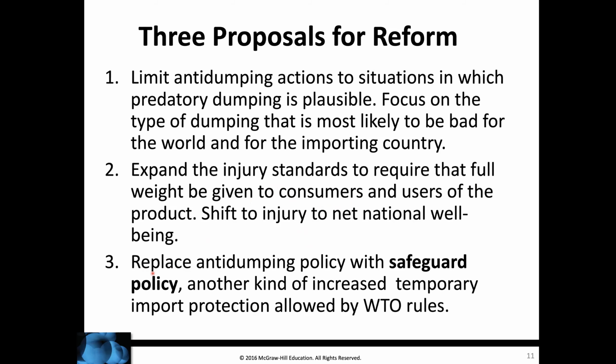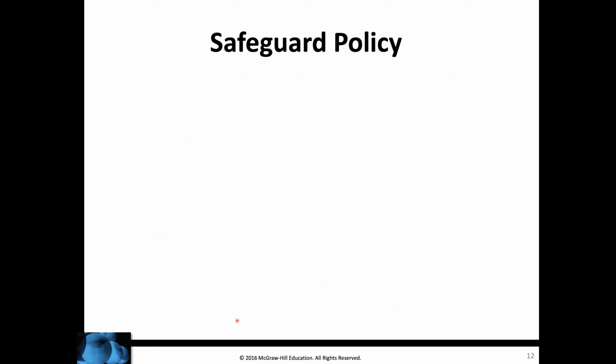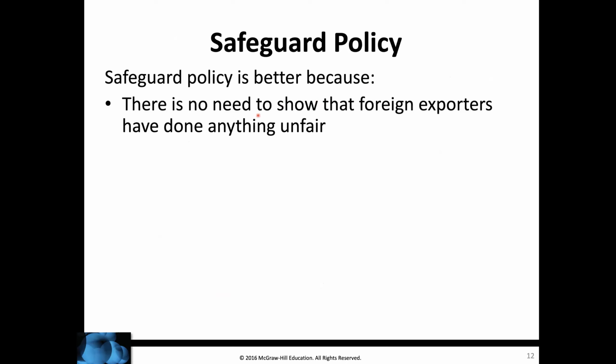Finally, the 3rd proposal is to replace anti-dumping policies with what we call safeguard policy. This is another kind of increased temporary import protection allowed by WTO rules. A little on the safeguard policy: it's better because there's no need to show that foreign exporters have done anything unfair.